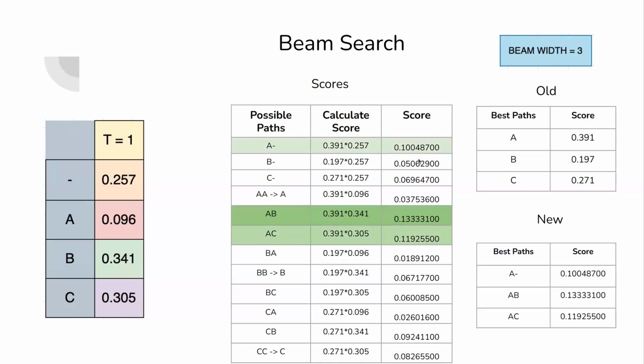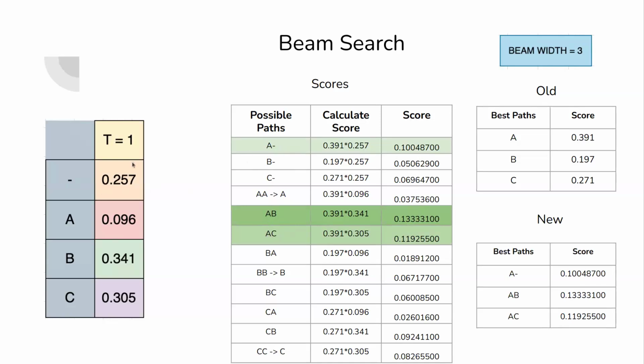And if we rank these new scores, then we would see that the most probable sequence is now AB, AC, and A hyphen. So the problem is, why do we have the same probability? This is 0.57 for both A minus, B minus, and C minus.